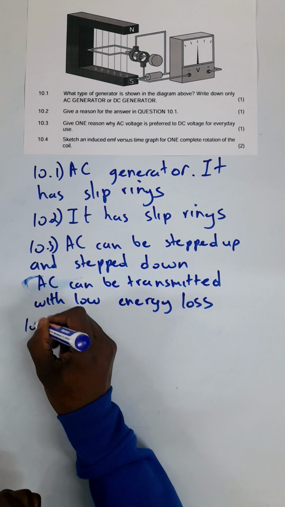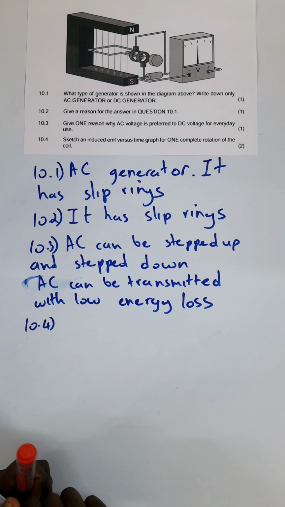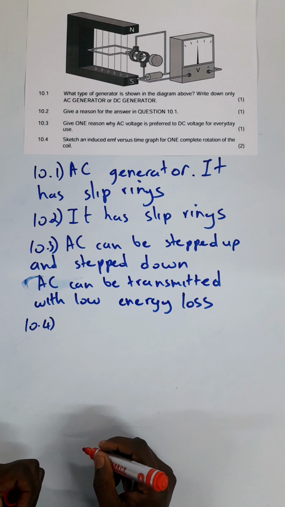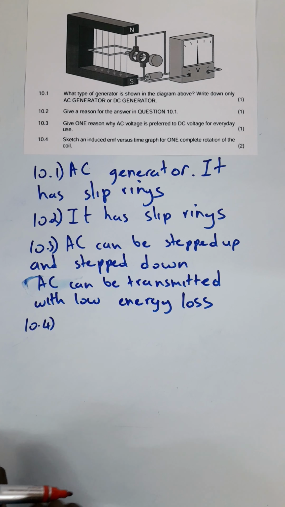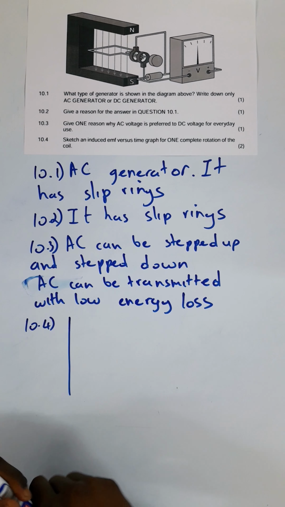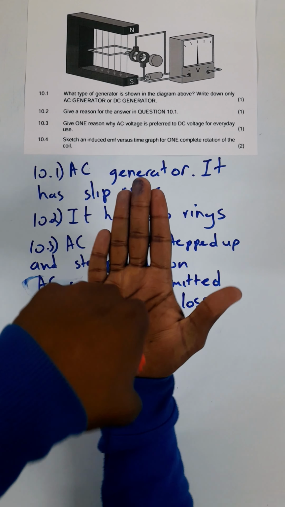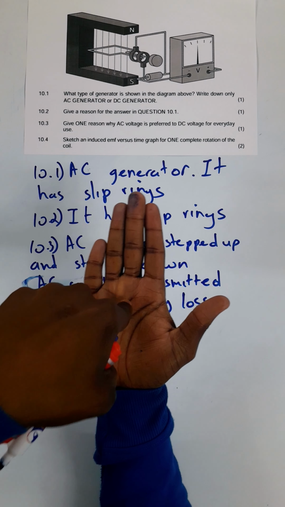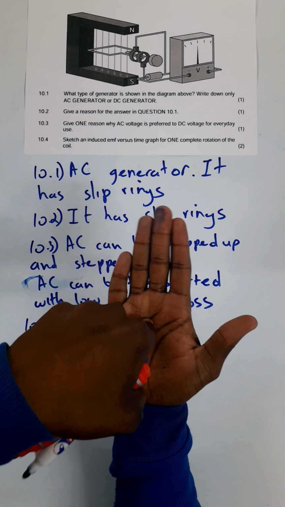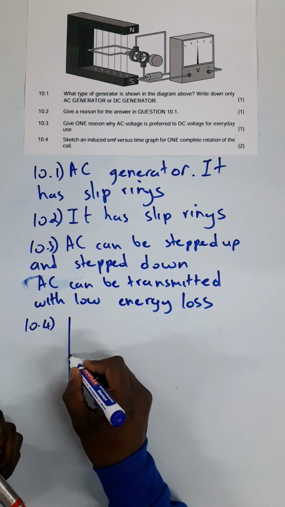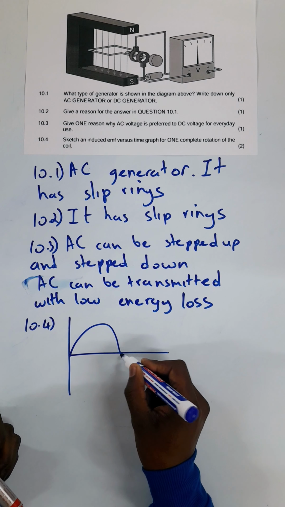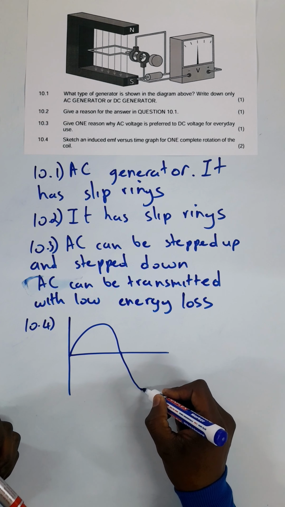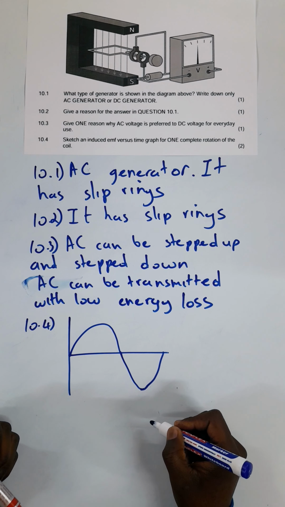Now 10.4 then says, sketch an induced EMF time graph for one complete rotation of the coil. So starting from there, we are starting where the coil is perpendicular to the field. When the coil is perpendicular to the field, we have zero. We start at zero, which means our graph will start at zero. So we have 0 to maximum to 0, and then going below in the opposite direction, because it's AC, it changes direction every half a cycle. So that's the graph that we have there.